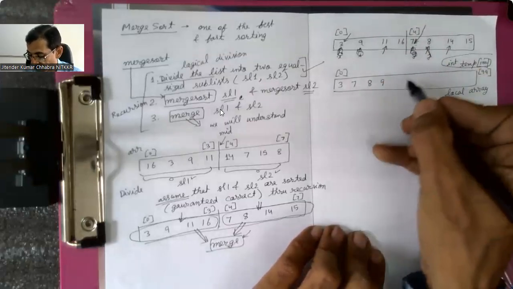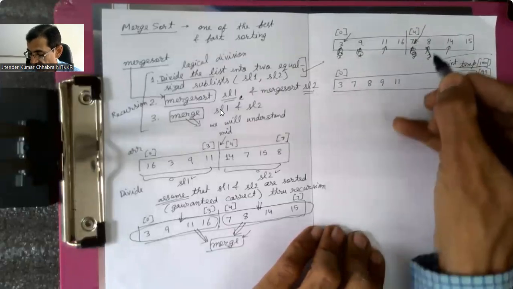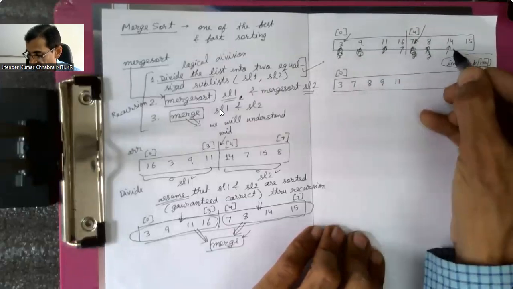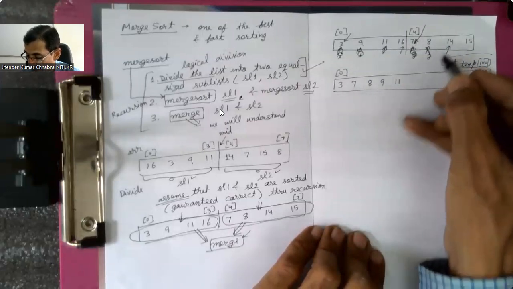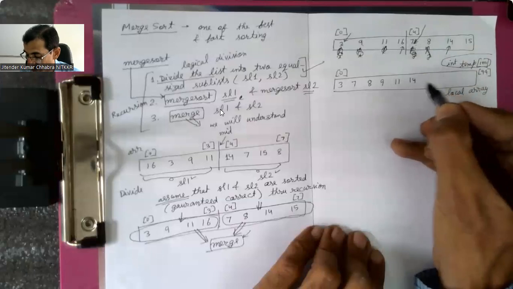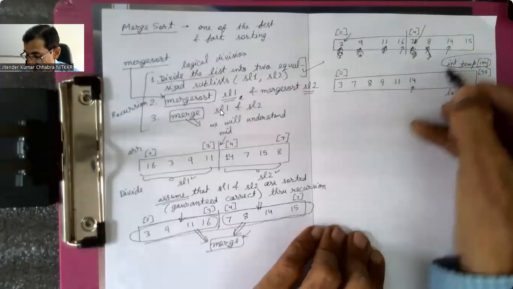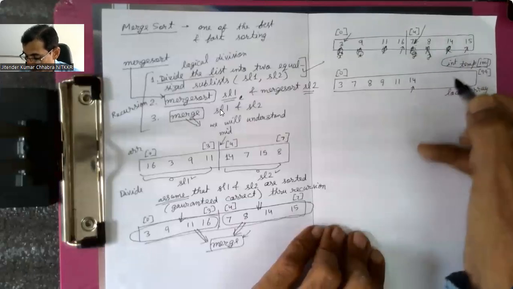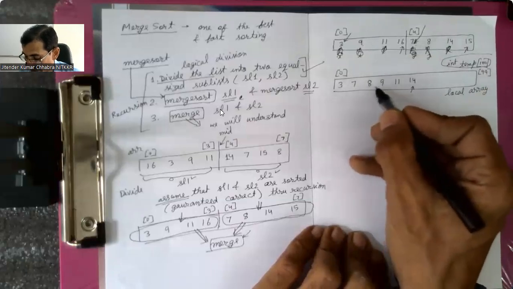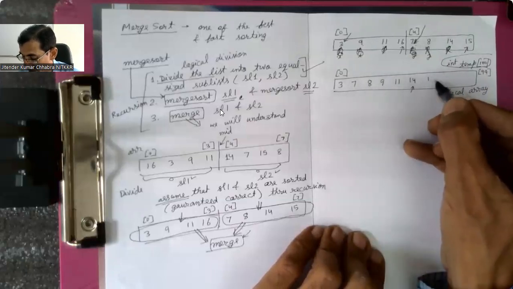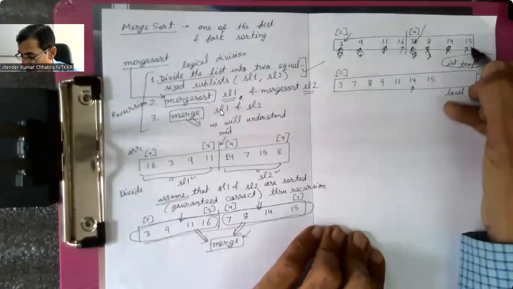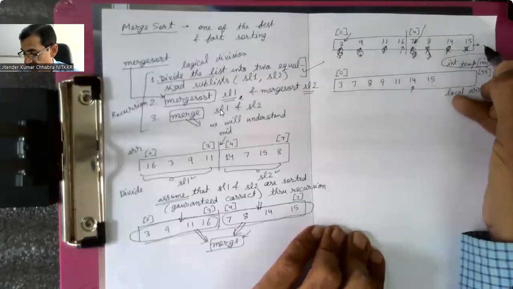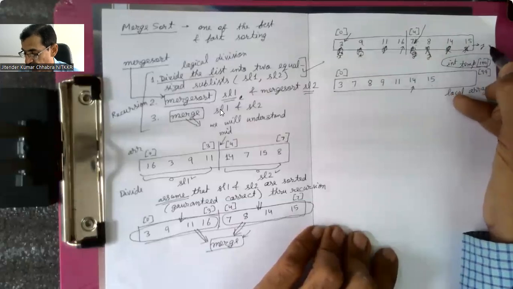11 versus 14, 11 copied, incremented. Both lists are not empty, so comparison is still possible. 14 is lesser, 14 copied, incremented. So I think we have 3, 7, 8, 9, 11, 14 copied. Then 15 compared versus 16, 15 copied. Second list over. J goes out of limit.